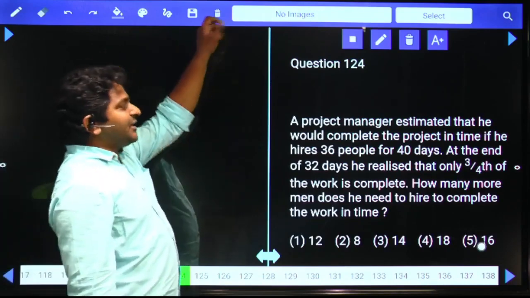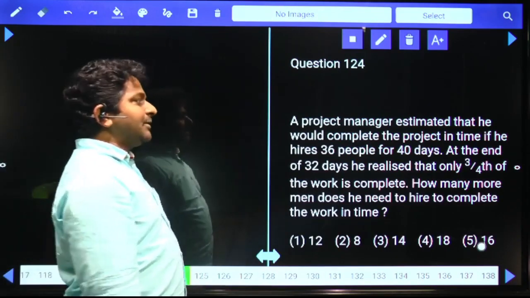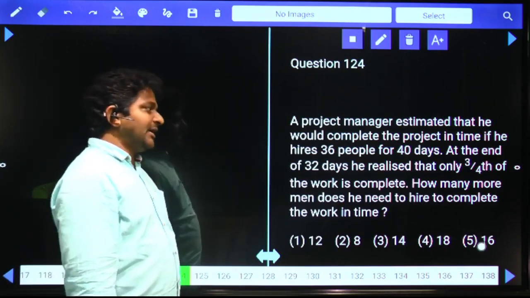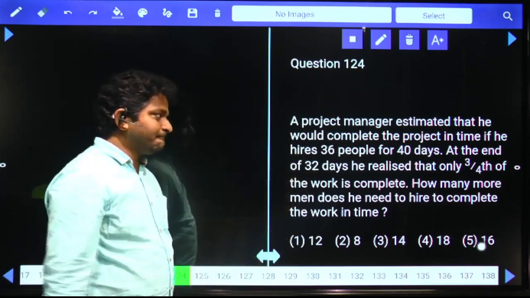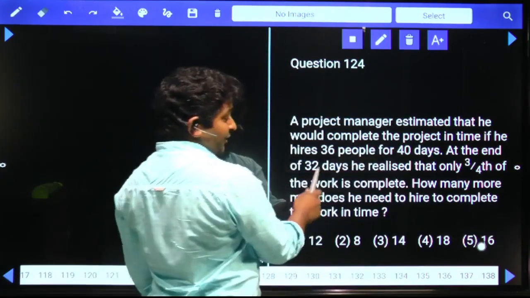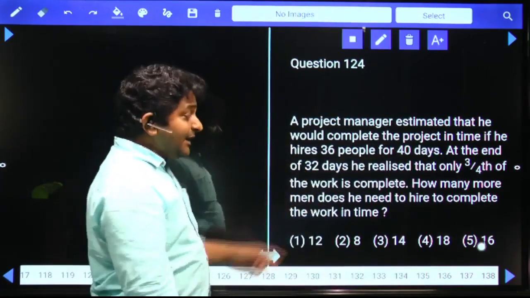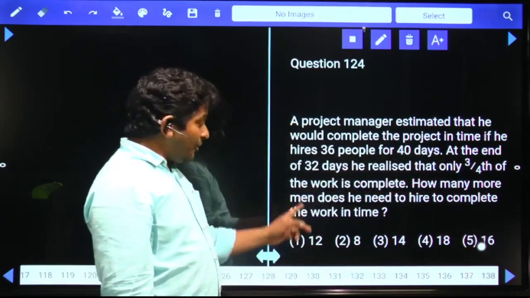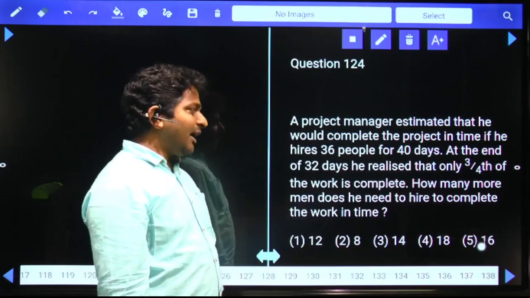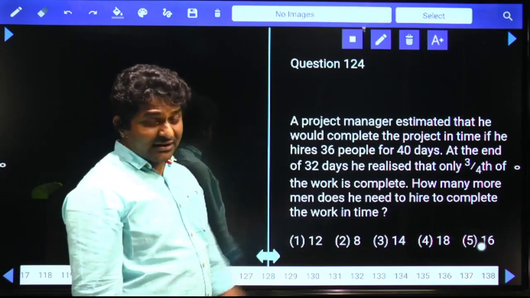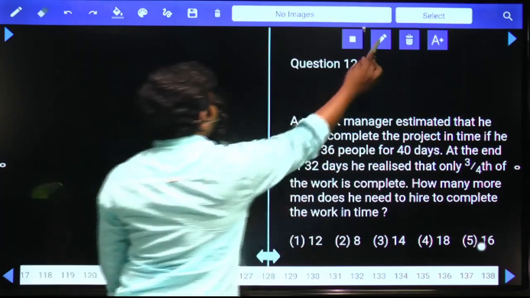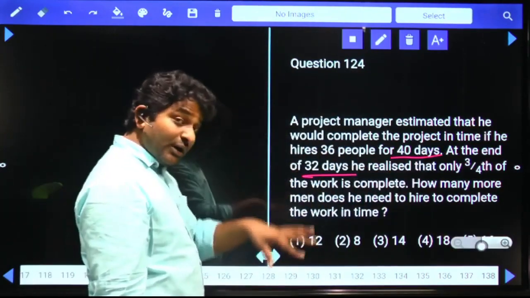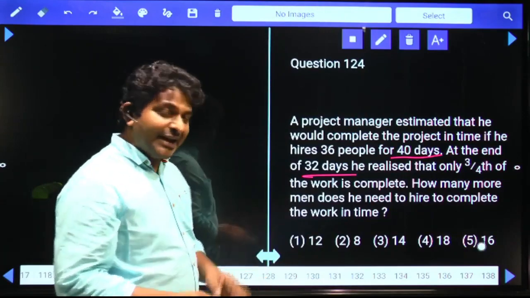A project manager estimated that he would complete the project in time if he hires 36 people for 40 days. At the end of 32 days, he realized that only 3/4 of the work is complete. How many more men does he need to hire to complete the remaining work in time? Okay. Total how many days we have? 40 days. Out of 40 days, how many days are over? 32 days. Remaining number of days? 8 days.